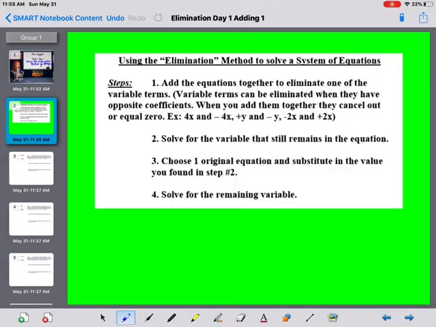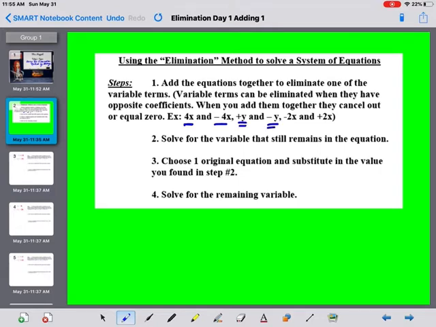When you use the elimination method to solve, step number one for today is to add the equations together to eliminate one of the variable terms. You are going to notice in all of the equations today that you have opposite terms. Remember, opposite terms can cancel out to equal 0. So you might have something like 4x and negative 4x. If I add those together, that equals 0.